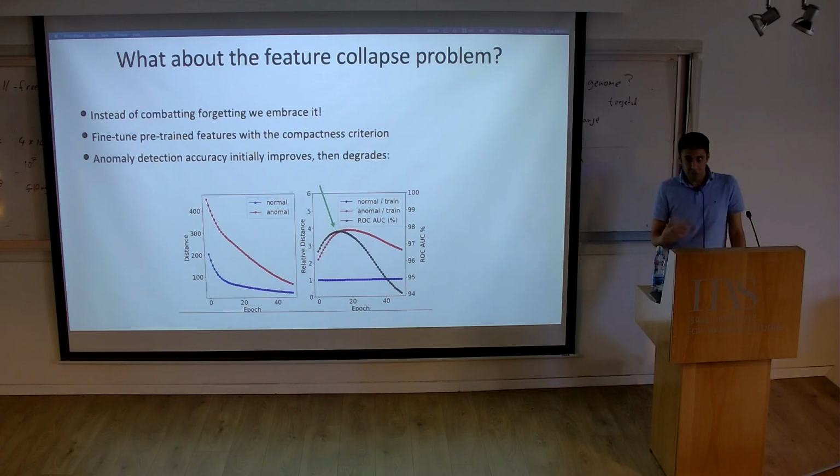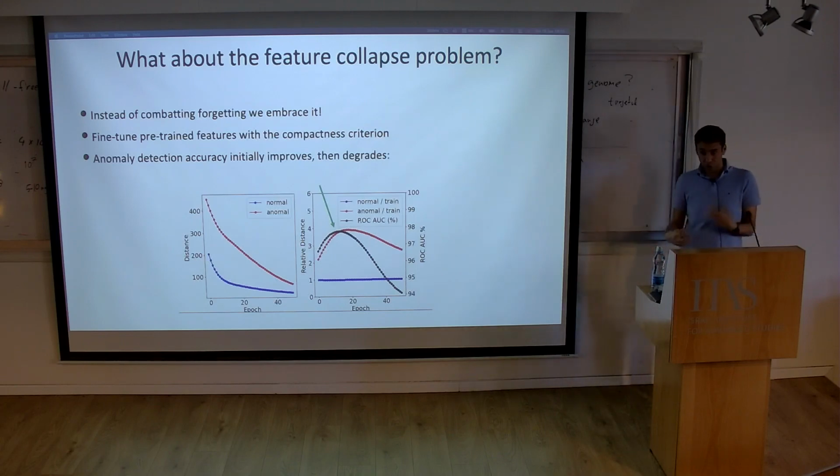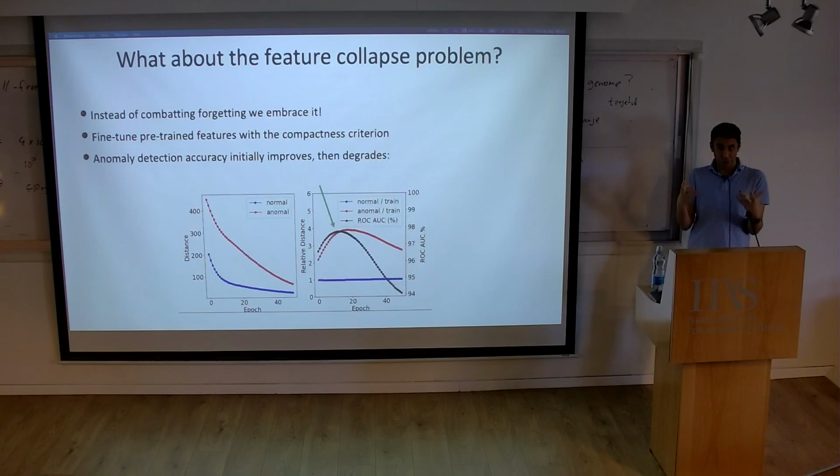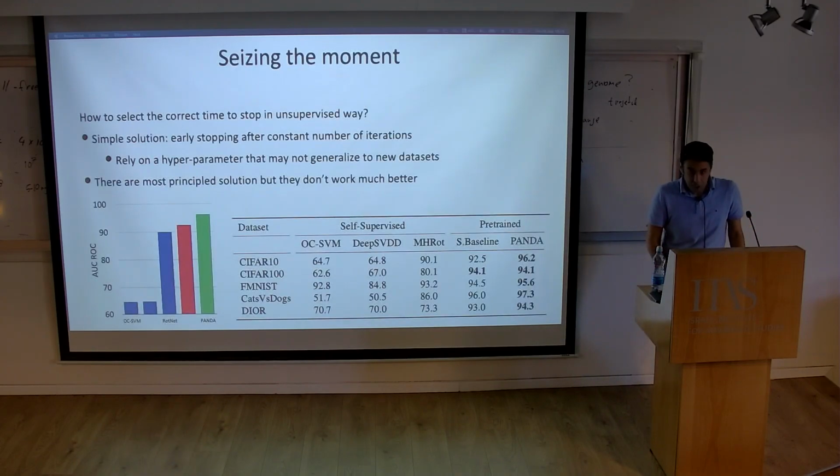So the main thing is not to be afraid of this catastrophic collapse, but basically to stop. We want to stop at the correct time, where we enjoy the benefits of the early fast collapse of normal data, and stop before the trend reverses for anomalous data. So how do we know where to stop? That's a good question.